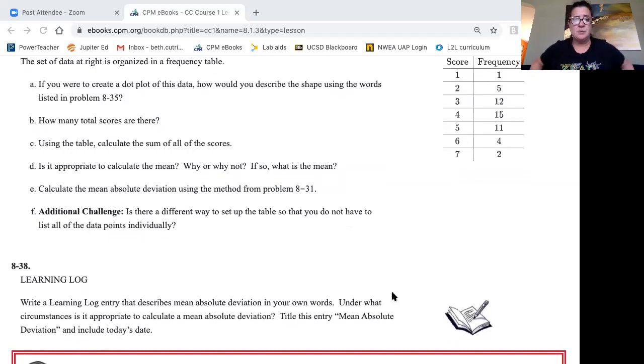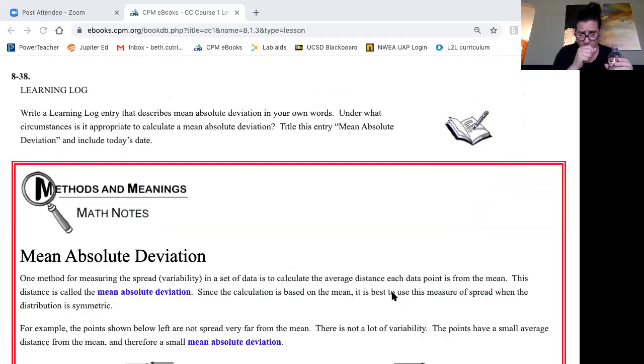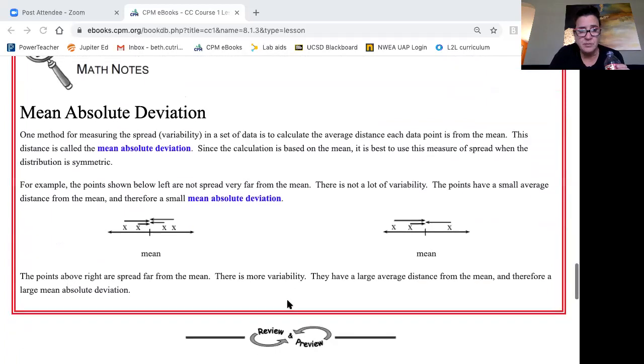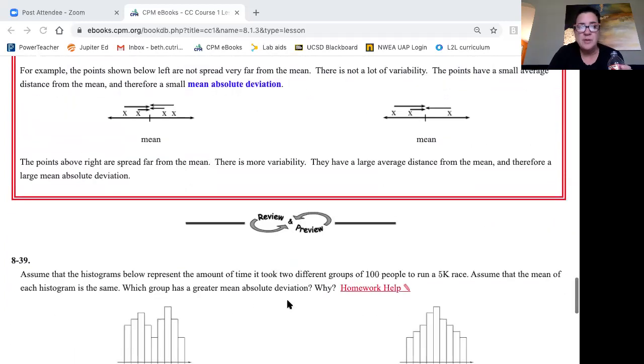Under what circumstances is it appropriate to calculate the mean? And the way you're going to figure that out is you're going to read the box right below here, which talks to you about why you would want to use the mean absolute deviation, which is actually a pretty important concept in math. So do your best on this.